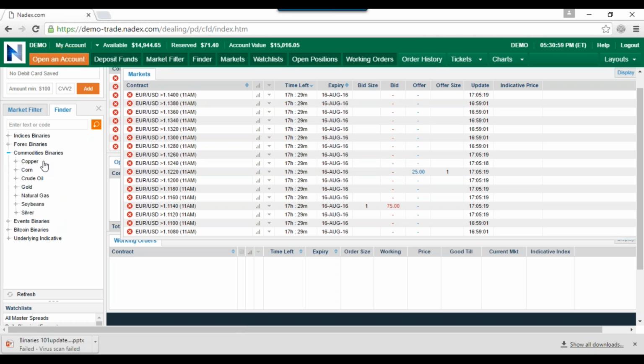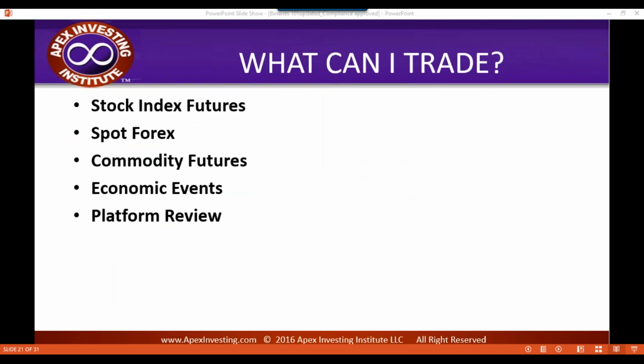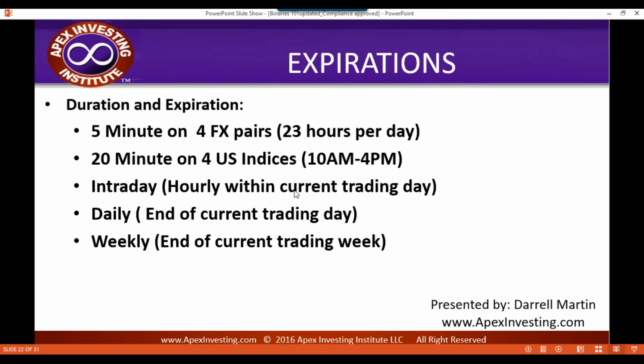Okay, we've got commodity binaries. Commodities meaning something you can actually physically hold in your hand and drop on your foot, right? Copper, corn, oil, gold, natural gas, soybeans, silver. We've got event binaries, economic events, jobless claims, Bitcoin, underlying. There's all kind of different options to choose from there. Okay, there's tons of different options there for you that are available with binaries and spreads, and something that you can always be looking for trading opportunities around the clock.